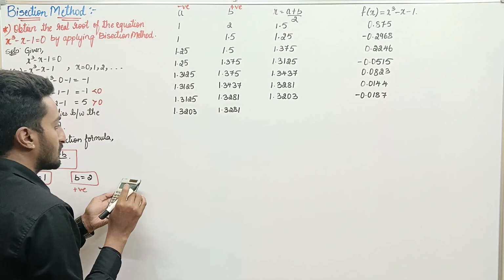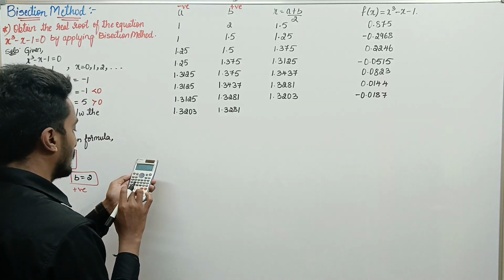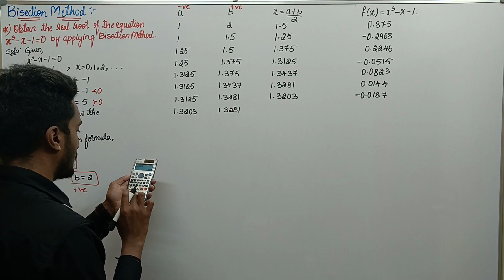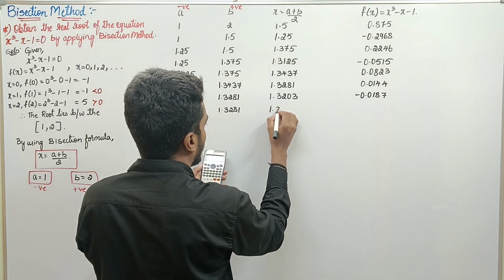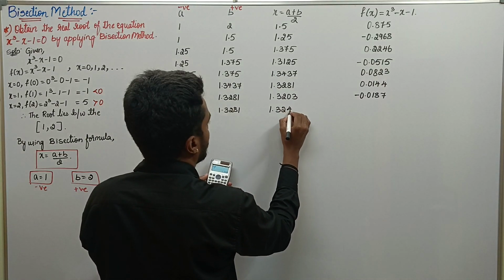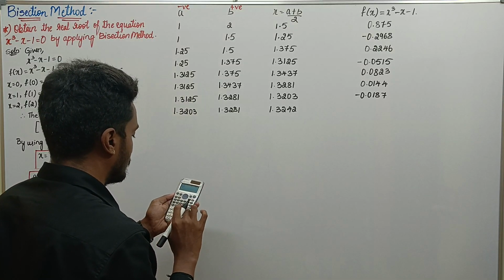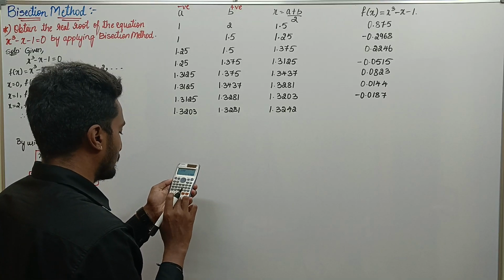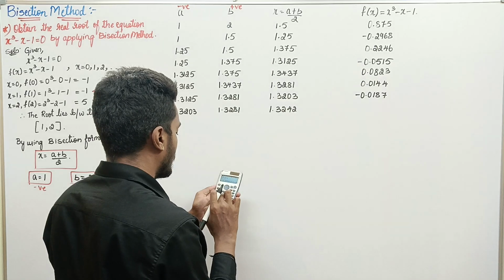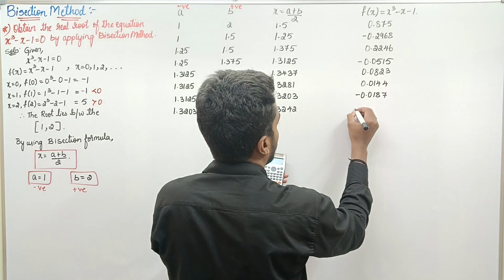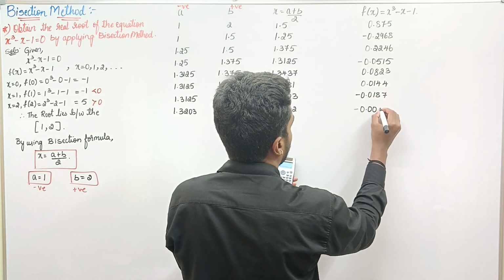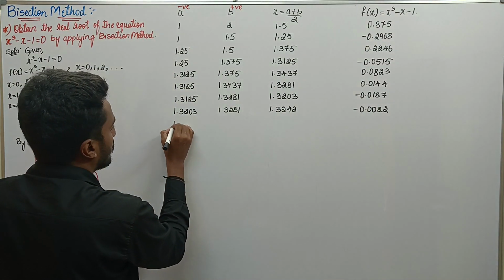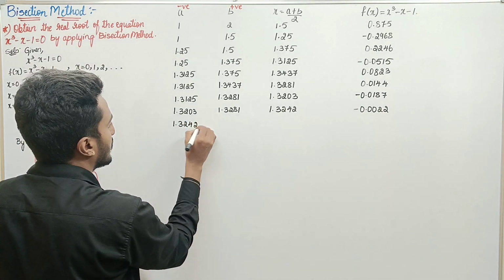Now 1.3281 is constant. Substitute value of A 1.3203 equals 1.3281. You get 1.3242. Now substitute in the function value. Press calc 1.3242. You get, using shift eng to get the power, minus 0.0022. Then since it is negative, this will be replaced in the negative place, that is 1.3242.